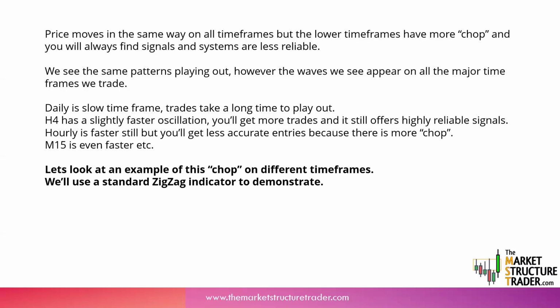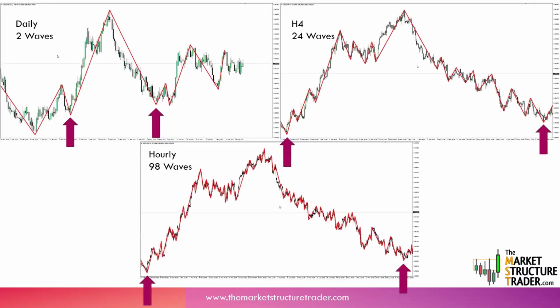So let's take a look at an example of this chop on some different time frames. And I've put on a chart a standard zigzag indicator to help demonstrate what I mean by the choppiness of the markets. So we've got on the chart here a daily, a 4-hourly and an hourly chart. And you can see that we've got arrows drawn indicating specific dates on the chart. And those arrows are in the same place on every chart. Okay, so you can see the same time played out across, or the same move, if you like, played out across all of these charts.